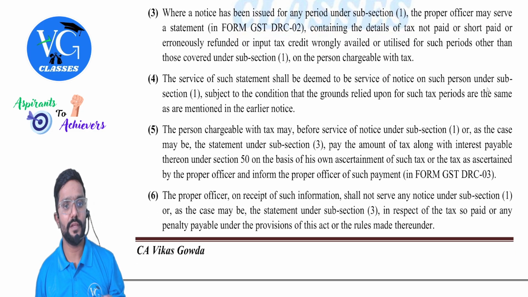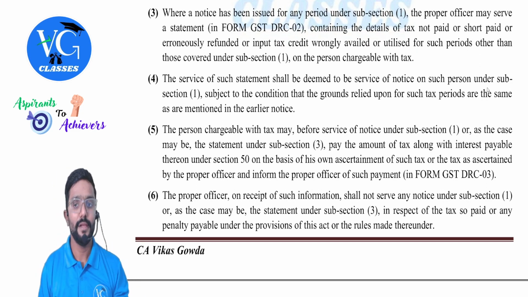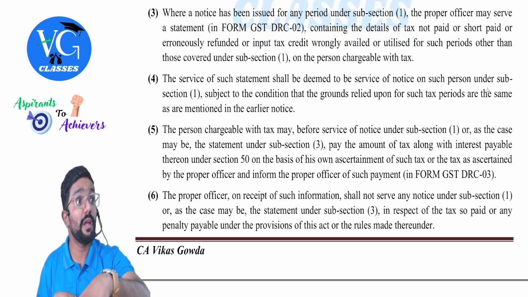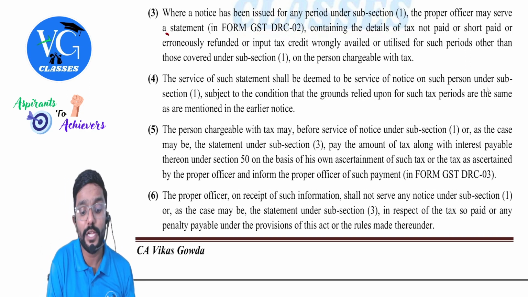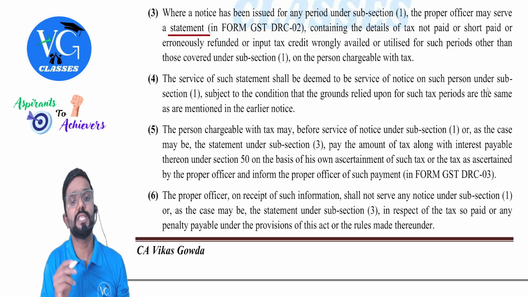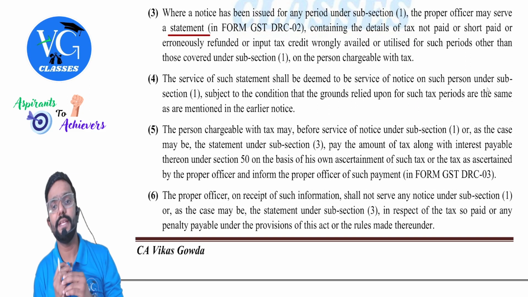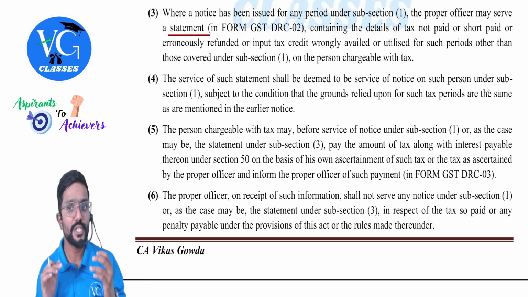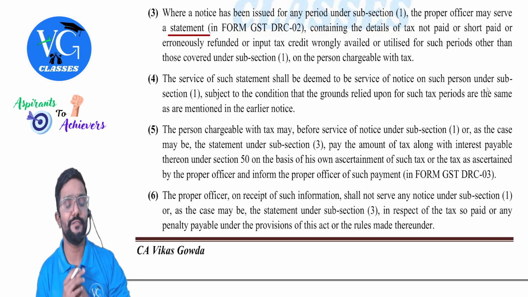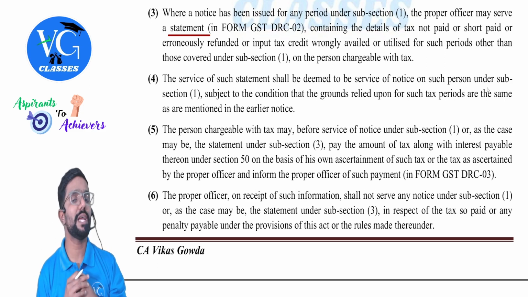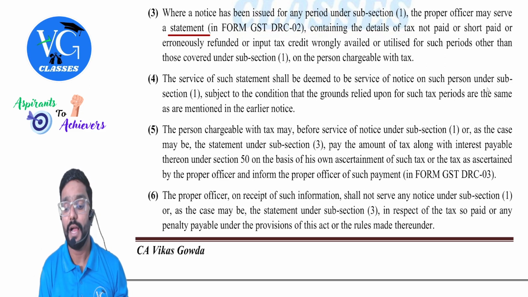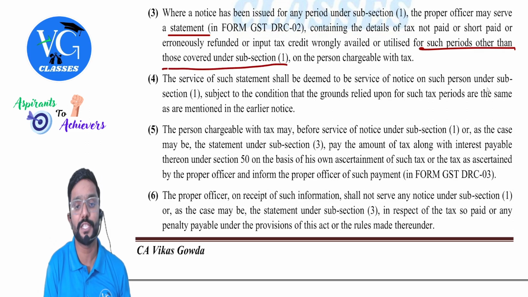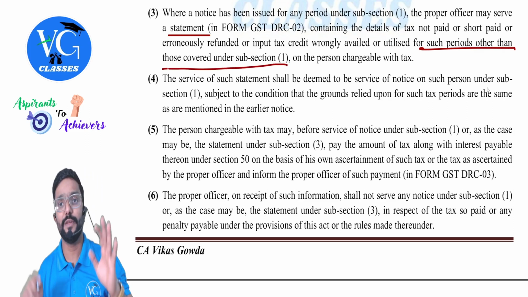Okay. Subsection 3. Where a notice has been issued for any period under subsection 1, the proper officer may serve a statement in form GST DRC 02 containing the details of tax not paid, short paid, or erroneously refunded, or input tax credit wrongly availed or utilized for such period other than those covered under subsection 1 on the person chargeable with the tax.